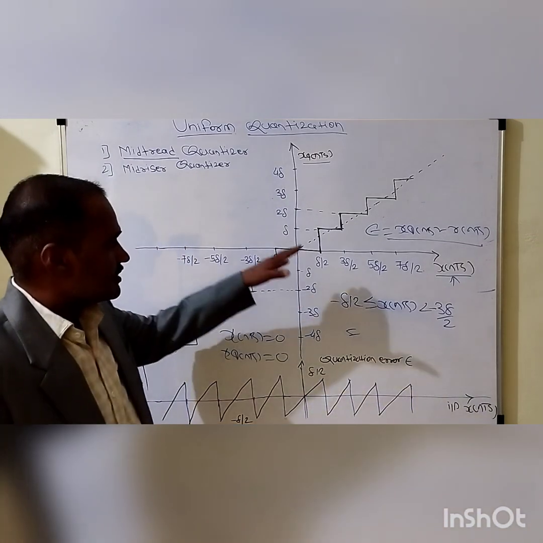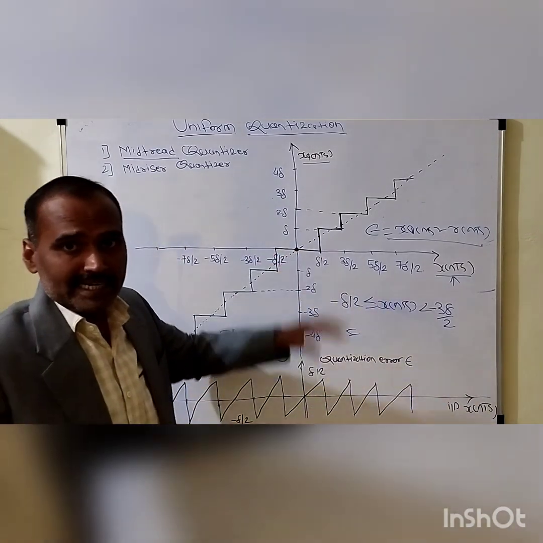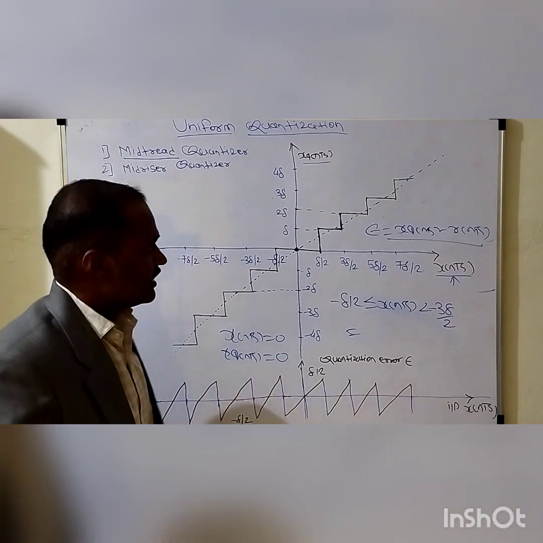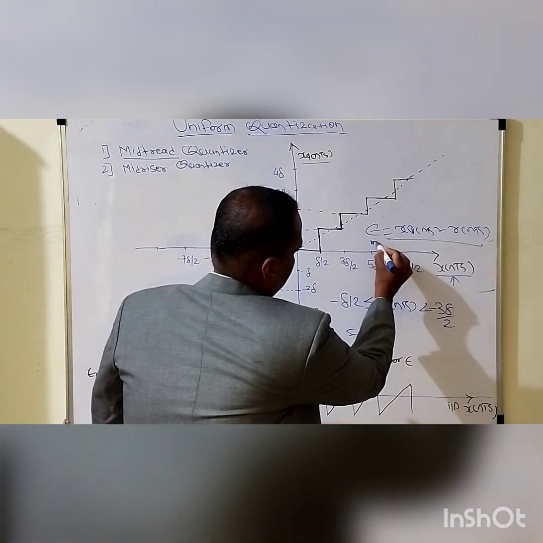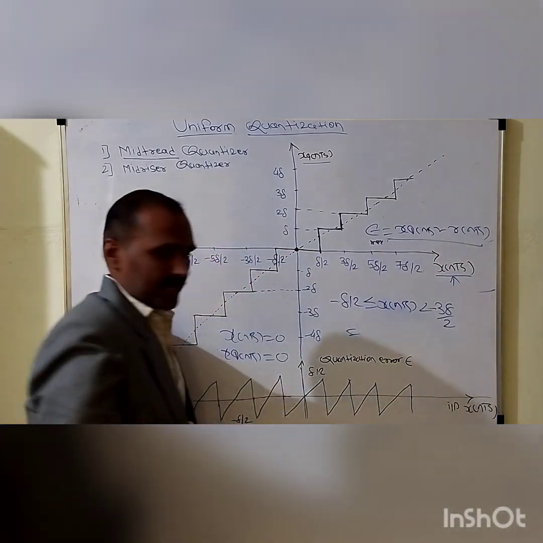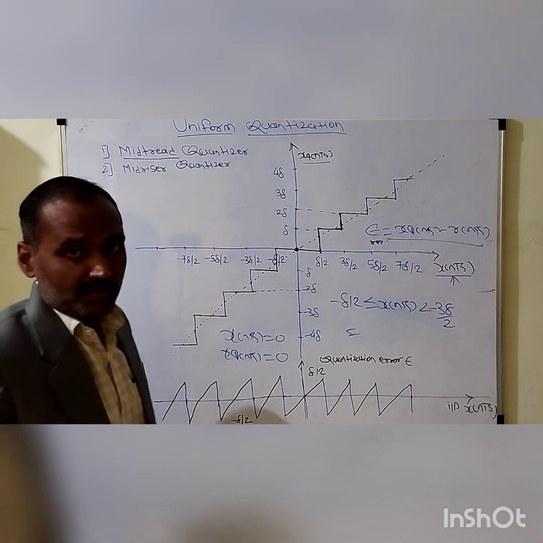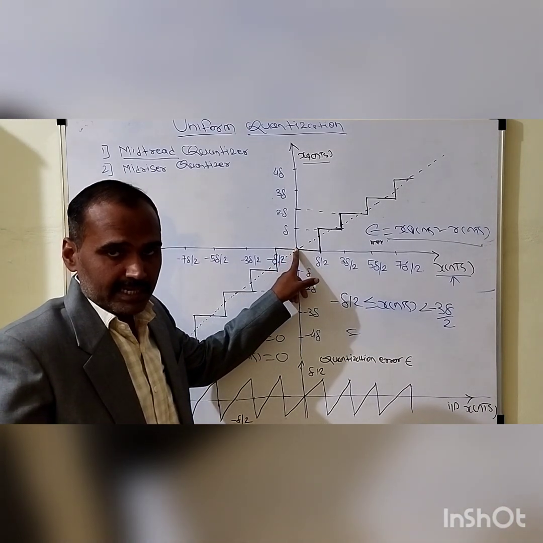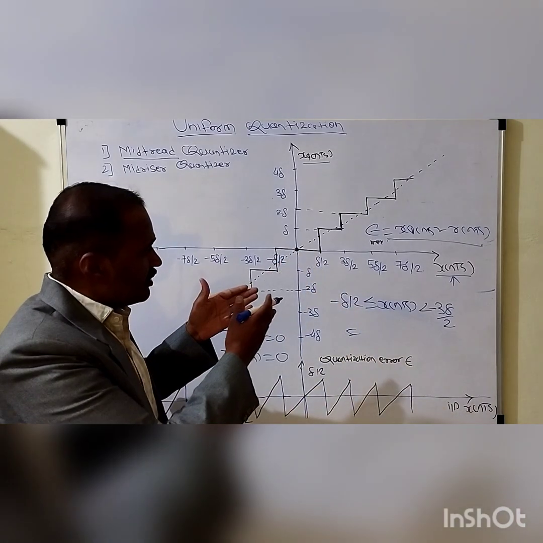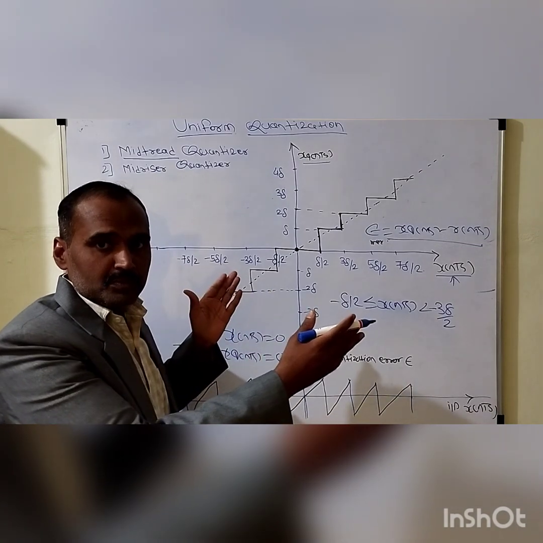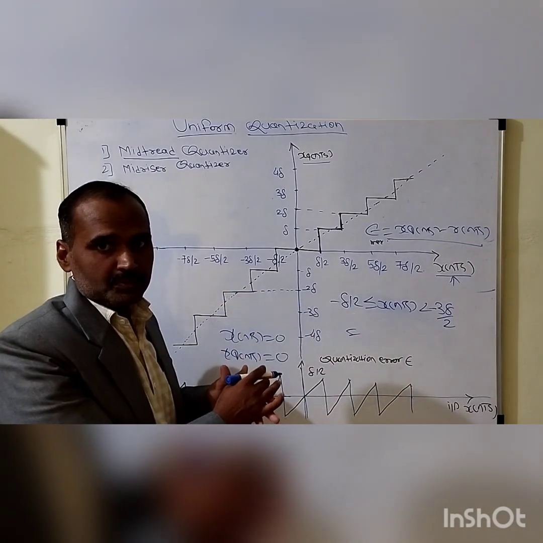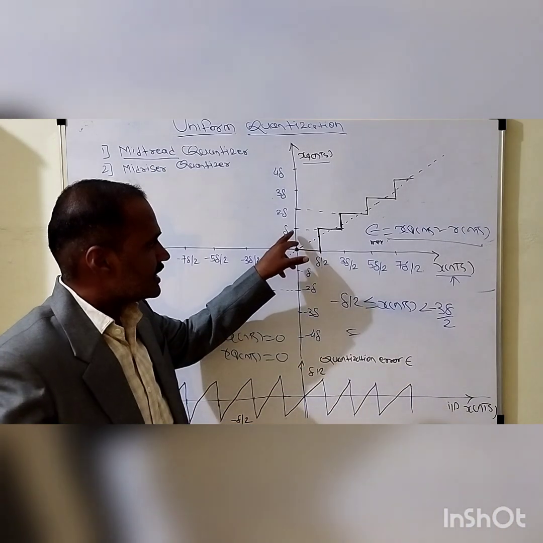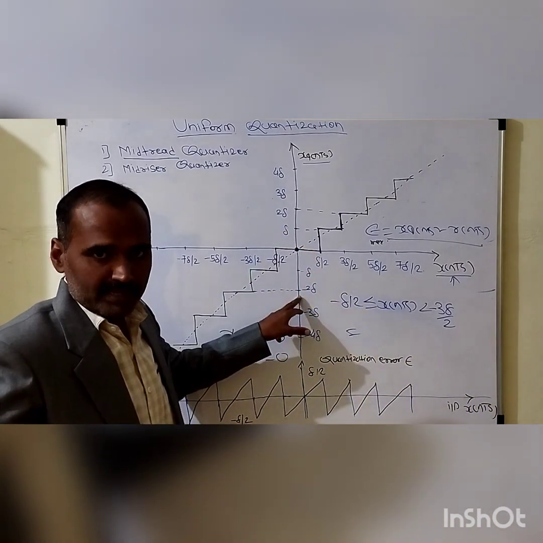As far as this infinite slope dotted line is concerned, it indicates the maximum value of the quantization error. When the input equals 0, the quantization error is exactly 0. When the input approaches plus delta by 2 or minus delta by 2, which nearest digital value is assigned by the quantizer? Either minus delta or plus delta.